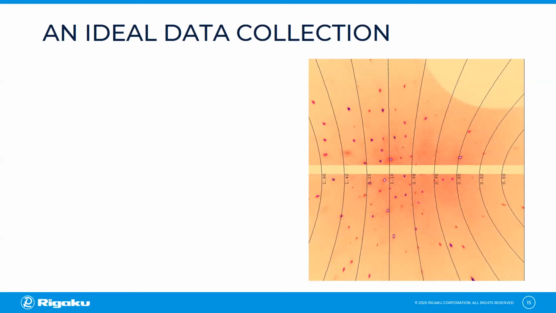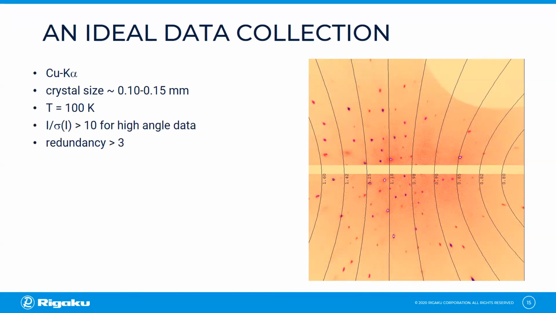So what is an ideal data collection? The crystals should not be too big, as I pointed out. They should have roughly a size of 100 to 150 micrometers. You want to collect your data at 100 Kelvin, and you definitely want to use copper K alpha radiation. You are aiming for an I/sigma greater than 10 for the high angle data, and you want to have a redundancy of at least 3.